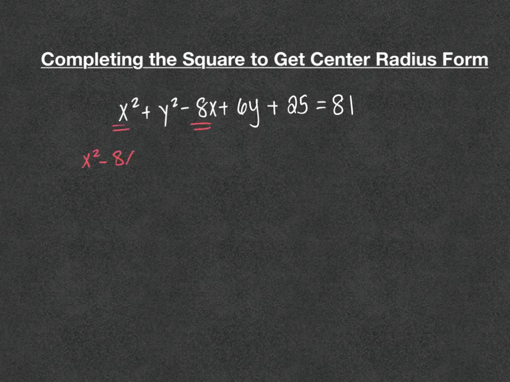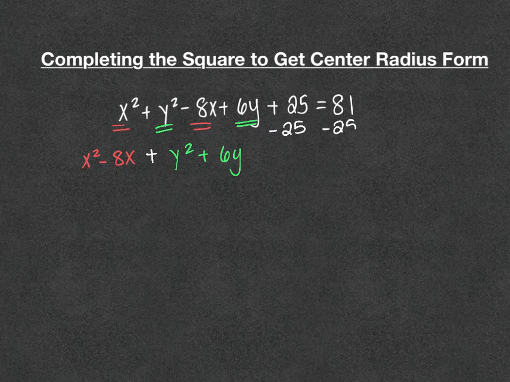So x squared minus 8x. Then we're going to take the y values and group those. Y squared plus 6y. And we're going to get this equal to a constant. So we need to subtract the 25 on both sides. So we'll have equals whatever 81 minus 25 is, and that gives you 56.